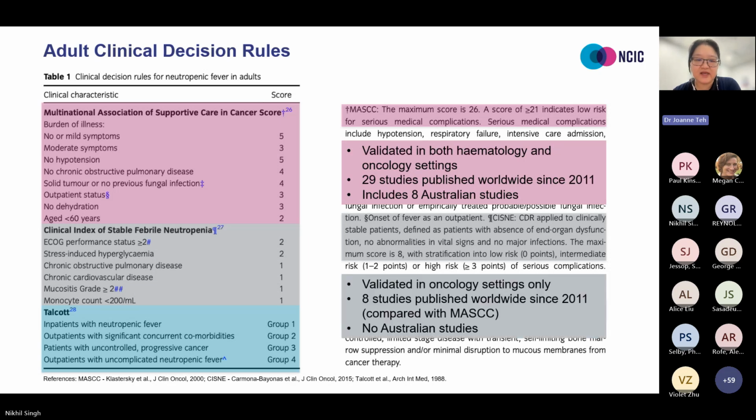And in contrast, just another click, thanks, Nikhil. The CISNE score is quite new, published in 2015. There's only 8 studies comparing it to the MASC score, and at this point in time, just validated in the oncology setting with no Australian data.